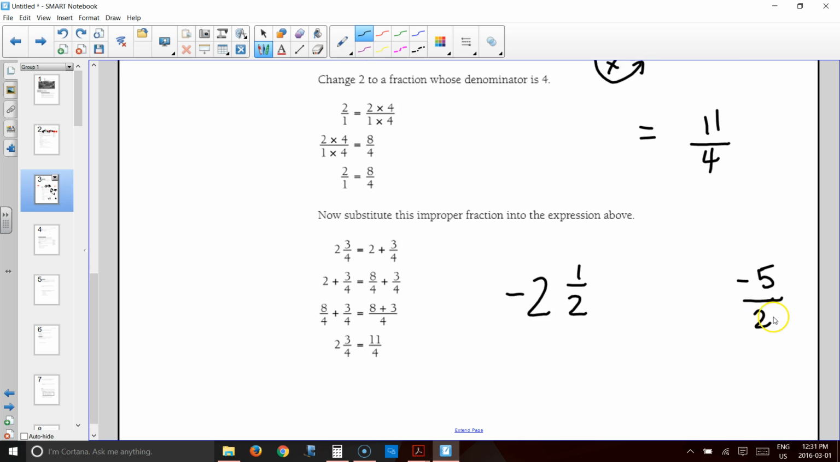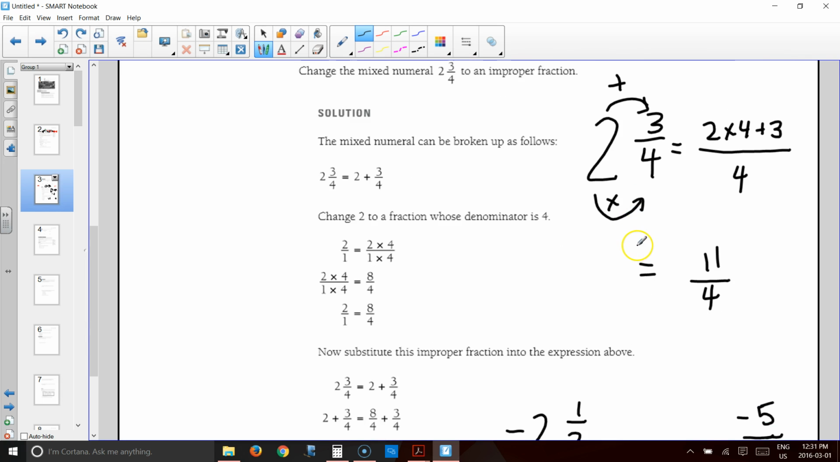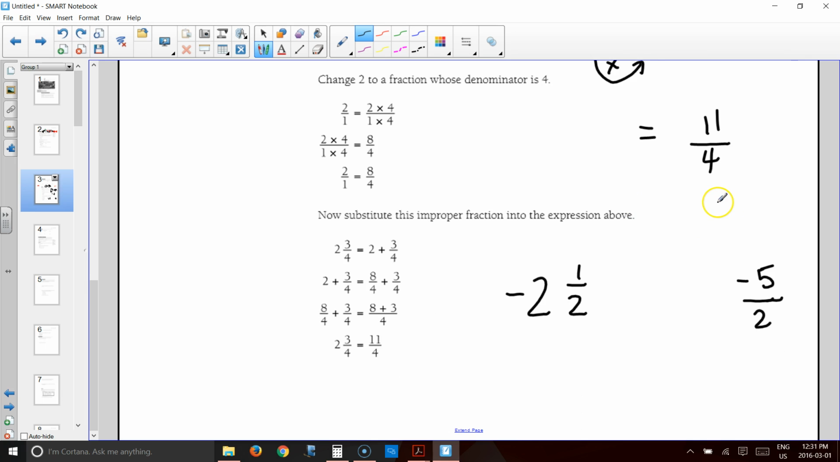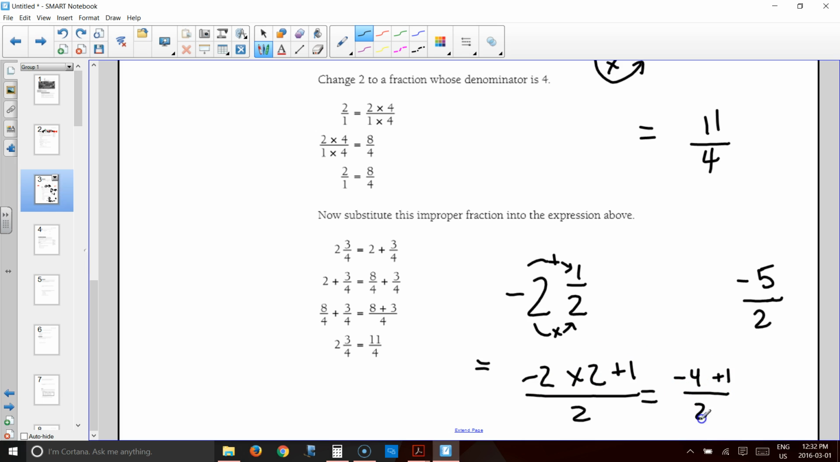Watch what happens if we use this previous strategy. It's going to glitch out on us here. So I'm going to take the equals. I'm going to go this times this, and then I'm going to add the top in and put it all over 2. So -2 times 2, add the top, the 1, put it all over 2. This is not going to work because -2 times 2 is -4, and there's still a +1. -4 plus 1 is -3. Doesn't work.